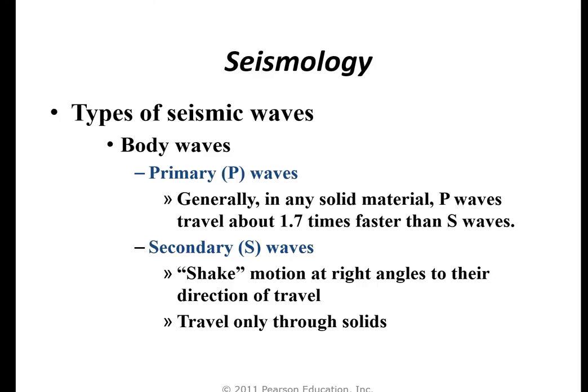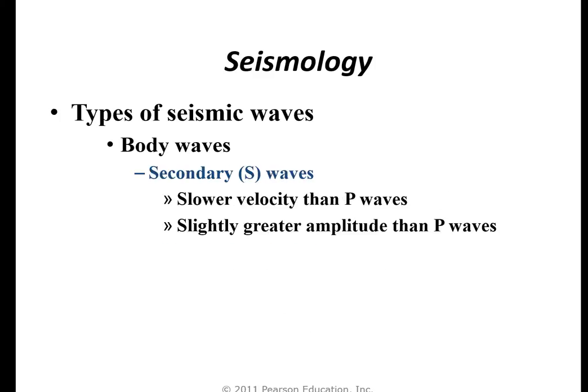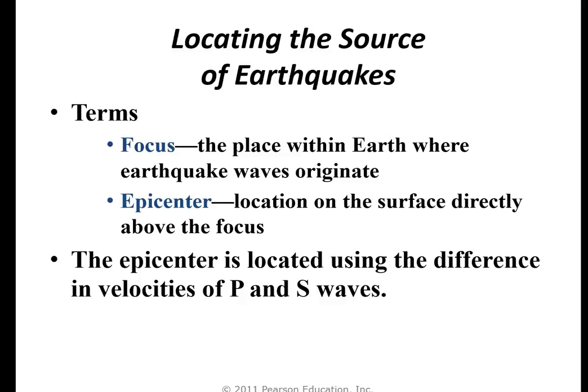So P waves can go through any part of the Earth, but S waves cannot, like the liquid core we have. The S waves cannot go through that. These are slower velocity than P waves and have slightly greater amplitude than the P waves.